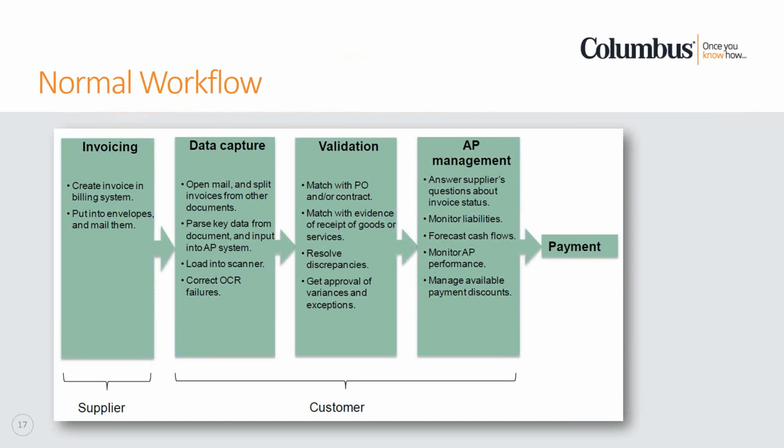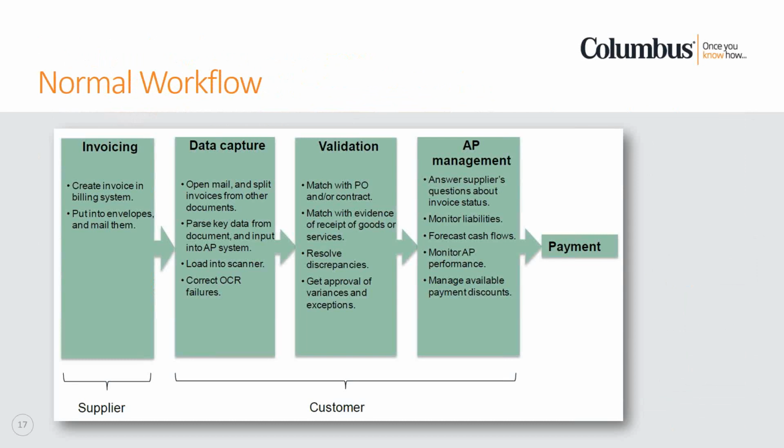You can load them into a scanner and do an OCR process if you're using a tool that allows for that. Then you always have to allow for the time required to correct any OCR failures that have occurred. So the first stage is that capturing of the data. The next phase is the validation process, where you're matching that invoice with a purchase order. And then the 3-way match, matching that with the evidence of receipt of goods or services, then resolving any discrepancies, and then going through the approval flow, getting approval of any variances and exceptions, making sure that those things are approved to pay.